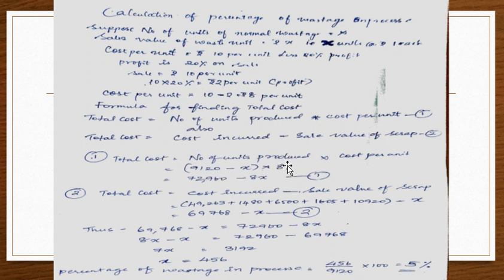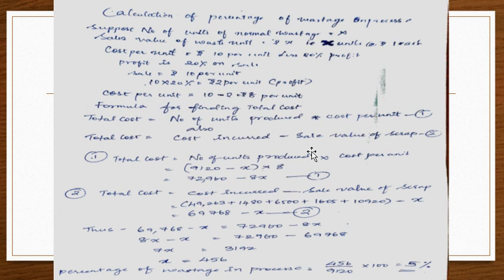8 into 9,120 will give you 72,960. Then 8 into x, that is your normal loss units, will give you minus 8x. So this is your first equation. The next is total cost with the formula cost incurred minus sale value of scrap.